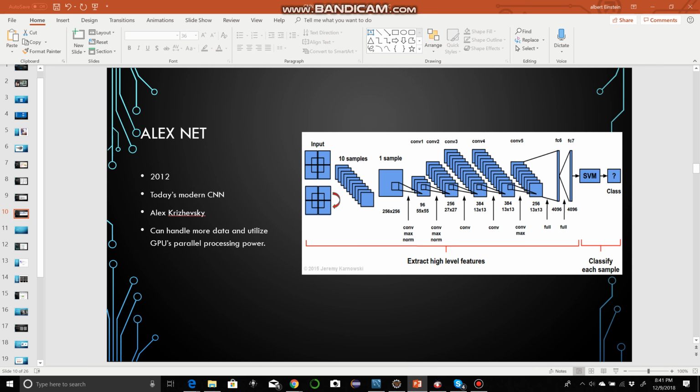This can handle a lot more data and utilize the GPUs, the parallel processing power. What they call a graphics processing unit is the unit in the computer that handles graphics processing. And because it has multiple cores rather than just a single core like a CPU, it can handle more data.